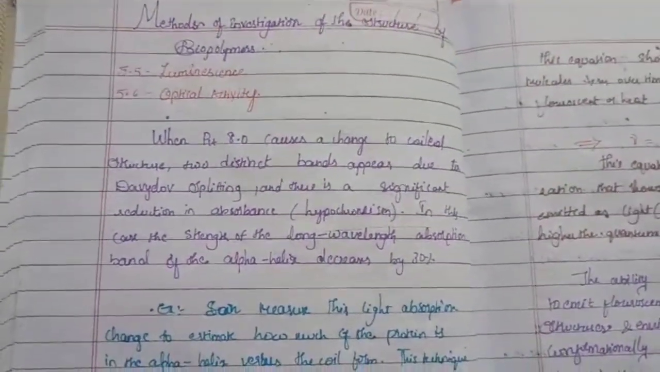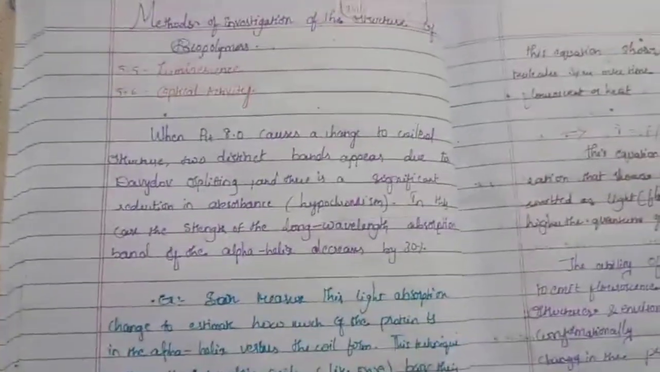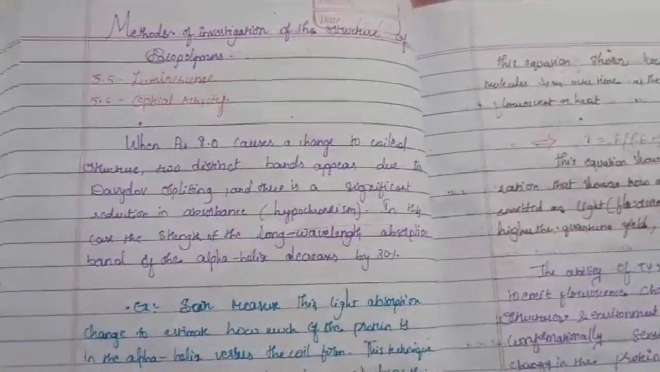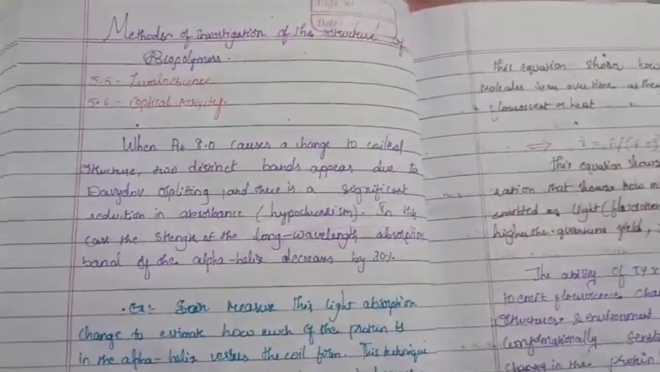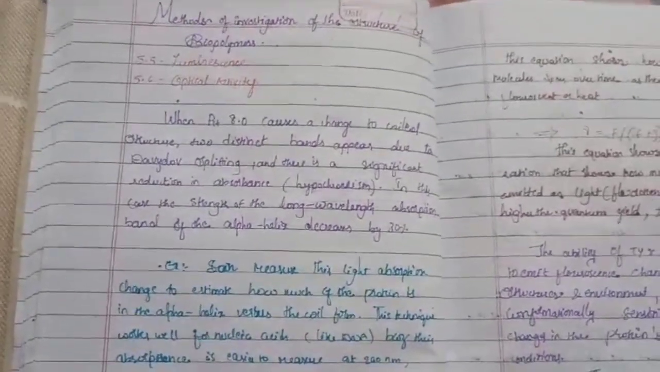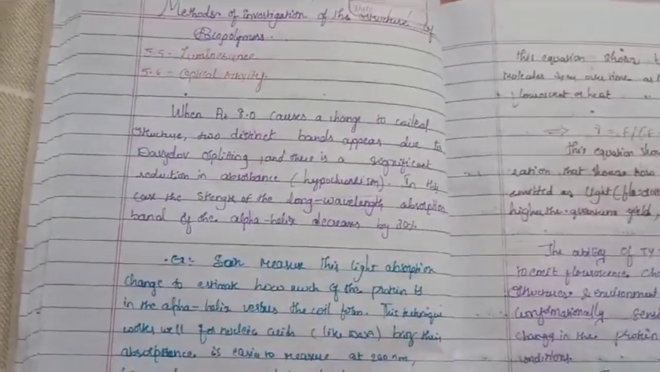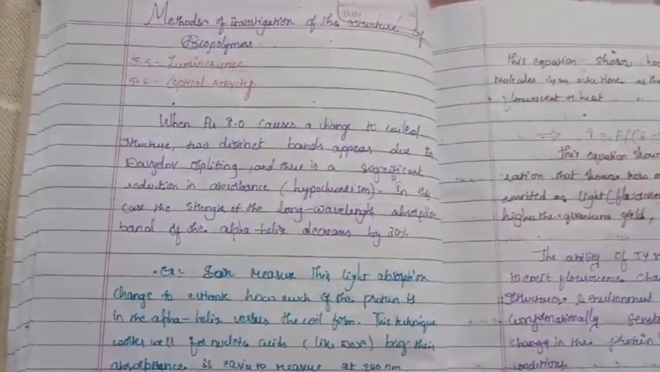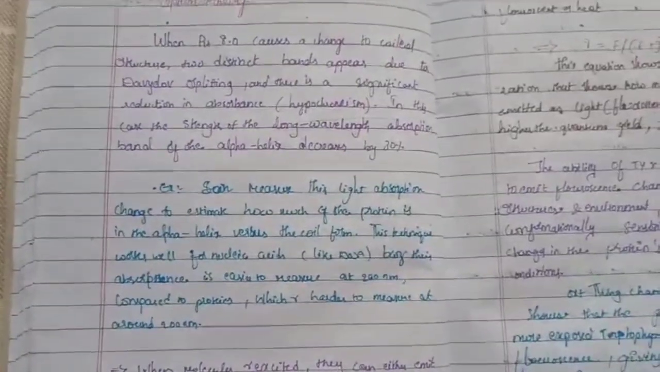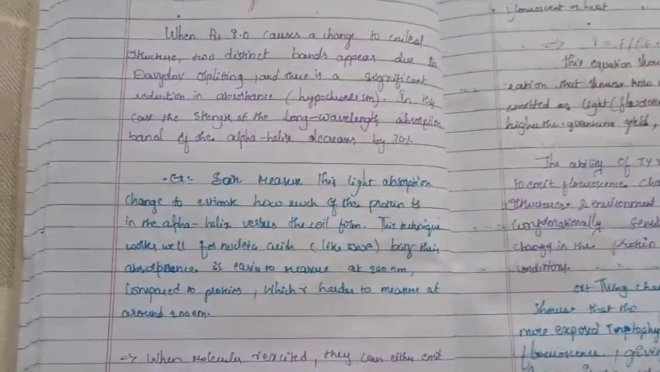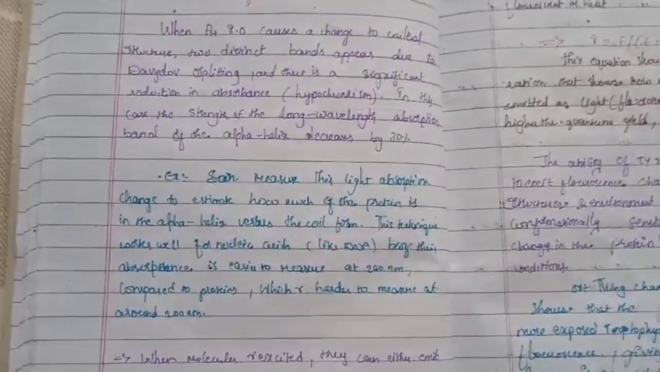In luminescence, when a pH of 8.0 causes a change to coil structure, two distinct bands appear due to the Davydov splitting, and there is a significant reduction in absorption, like hypochromism. The strength of the long wavelength absorption band of the alpha helix decreases by 30%. For example, we can measure this light absorption change to estimate how much of the protein is in the alpha helix versus the coil form.